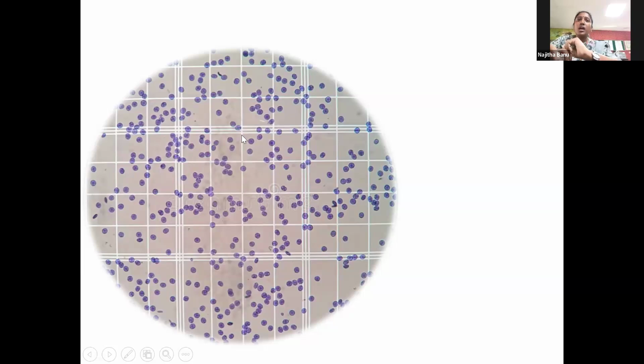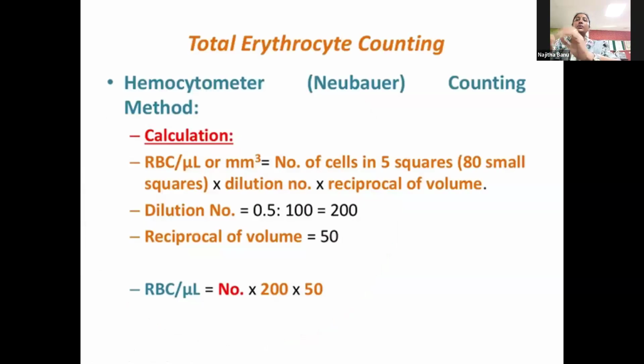So it means 1, 2, 3, 4. Then come down 1, 2, 3, 4. Then come down 1, 2, 3, 4, and come down 1, 2, 3, 4. Likewise you have to count. Once your counting is over, this is the calculation we are going to use to count how many RBCs are present in 1 microliter of your blood.